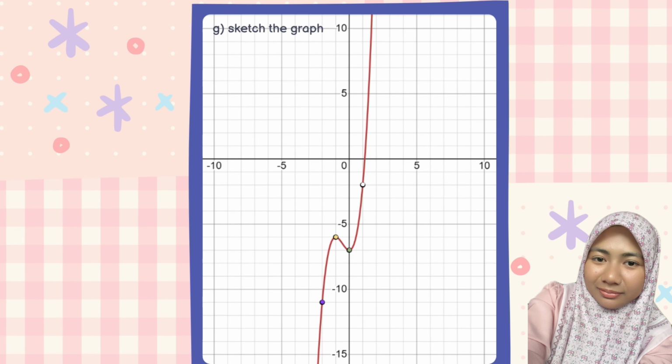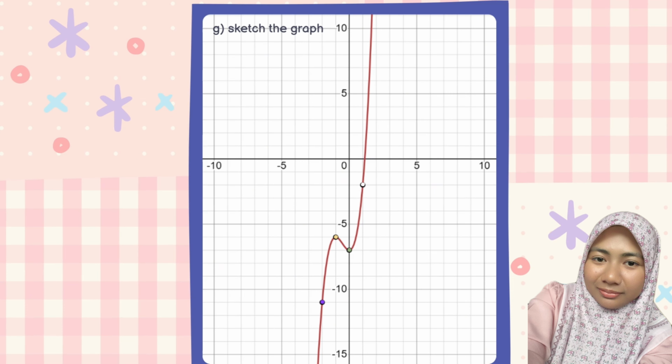The graph shows the information we calculated before, which is the x-intercept, y-intercept, critical points or maximum and minimum points, and inflection points. We can also see where it is concave up and concave down, and the decreasing interval or increasing interval.